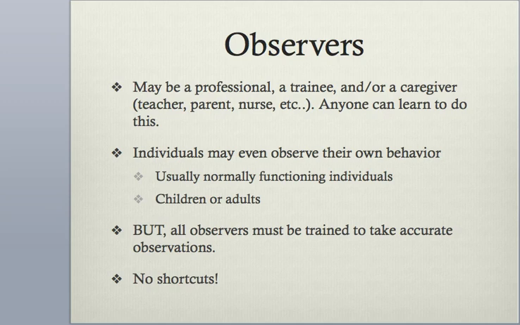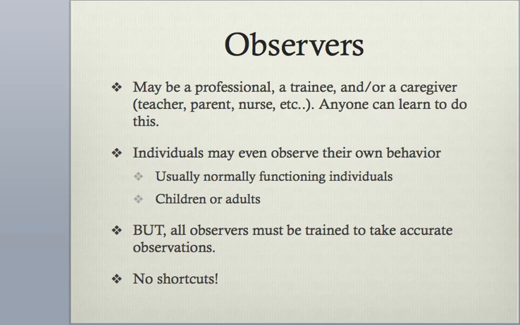And so while the person may be a professional behavior analyst or a graduate student or an undergraduate student undergoing training, it can also be a caregiver or a significant other. Individuals can even observe their own behavior if they're trained. Typically, we're talking about normally functioning, typically developing individuals, but that includes both children and adults.